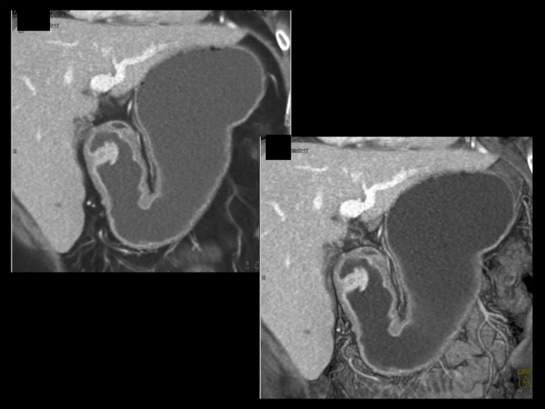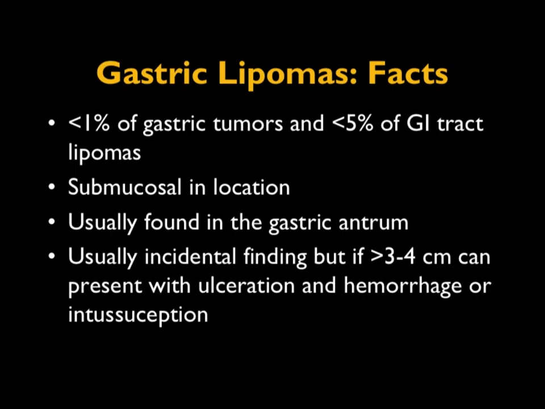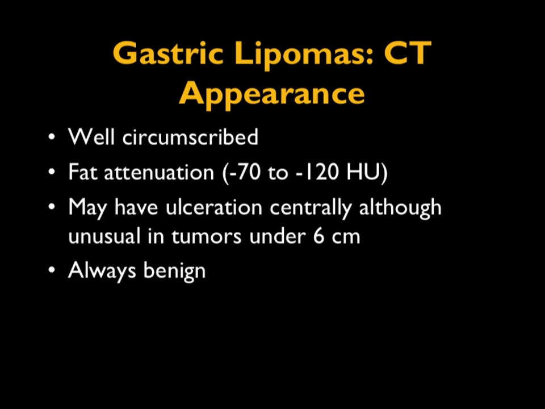This was an inflammatory polyp. There's no way to make the diagnosis. This will be resected. Lipomas we can diagnose. They're uncommon, submucosal, but they're fatty density. They can intussuscept. They can bleed. They're well circumscribed. The density is around -100. The ones that ulcerate typically are very large, and these lesions are always benign.